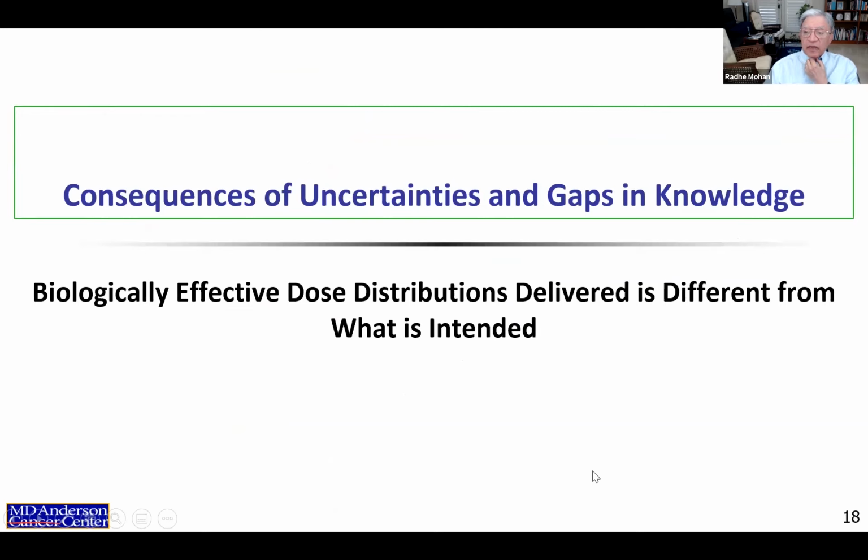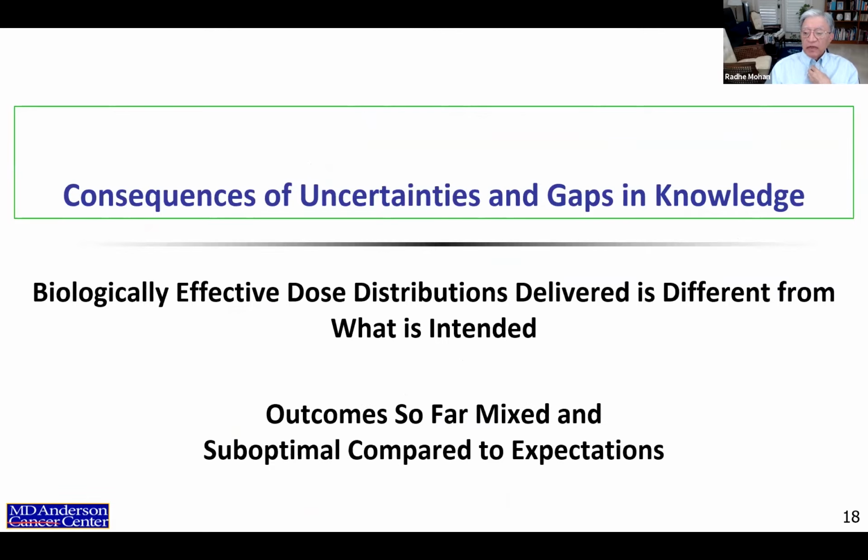So the consequence of these uncertainties and gaps in knowledge is that biological dose distributions are different from what is intended, and outcomes are mixed. I'll give a few examples to make the point that although what we are seeing is getting better, the fact is that so far it has not been the slam dunk that we had originally expected protons to be. The potential is there, but we are not there yet.